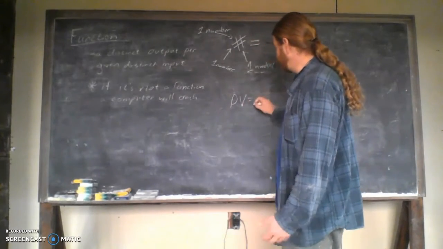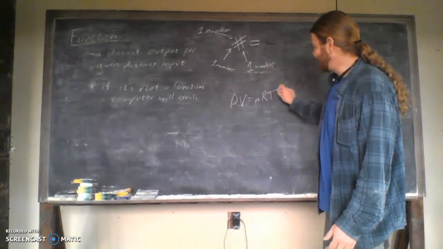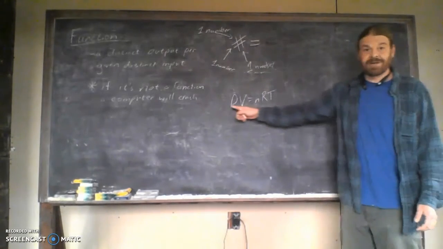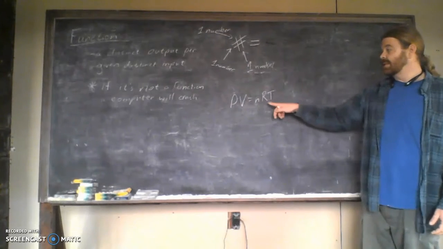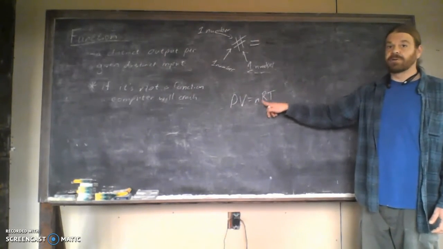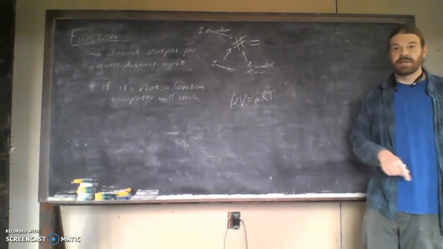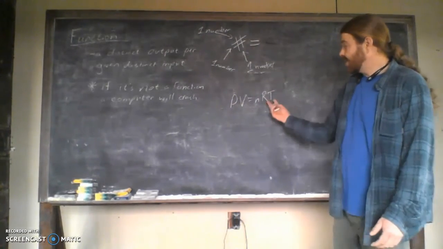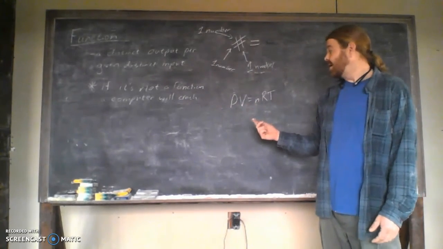Pressure times volume. Oh yeah, I wrote both of them. The chemistry one. Pressure times volume equals nRT. Number of moles times the constant chemists use times temperature. It's not a function because we don't have one single number on either side.